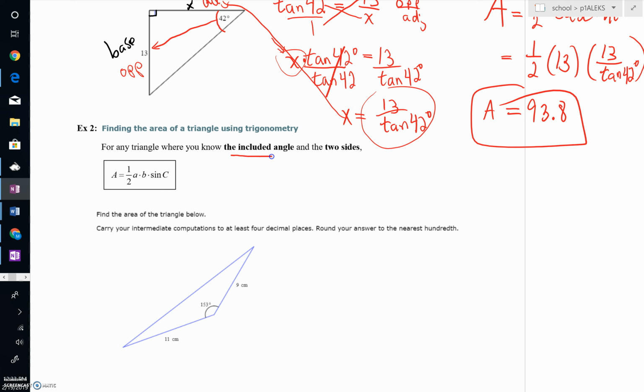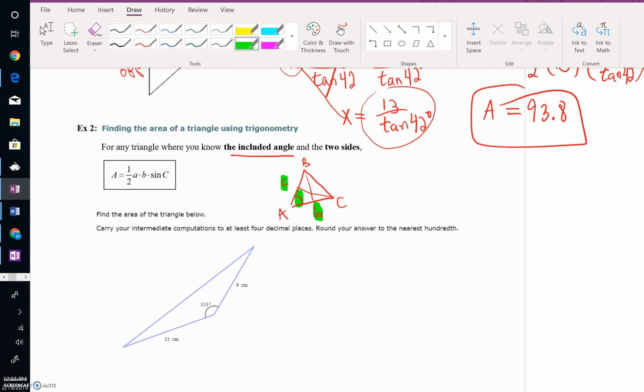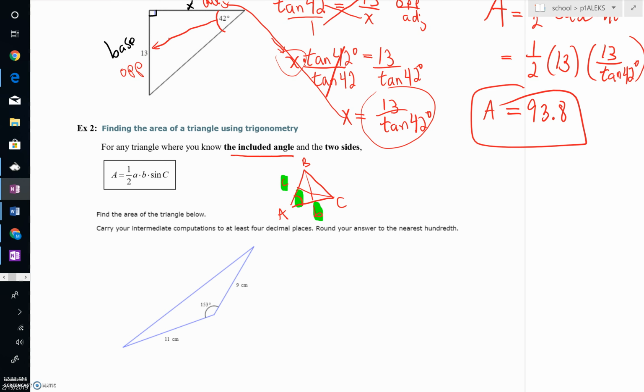But if you have an included angle in two sides, like for example, if we had triangle ABC right here, if I give you angle A, if I give you side B, and if I give you side C, and if you have what's going to look like almost like a side angle side pattern where that side is right in between, then you may do this formula. The area is 1/2 the two sides multiplied together, and you multiply by the sine of that angle.